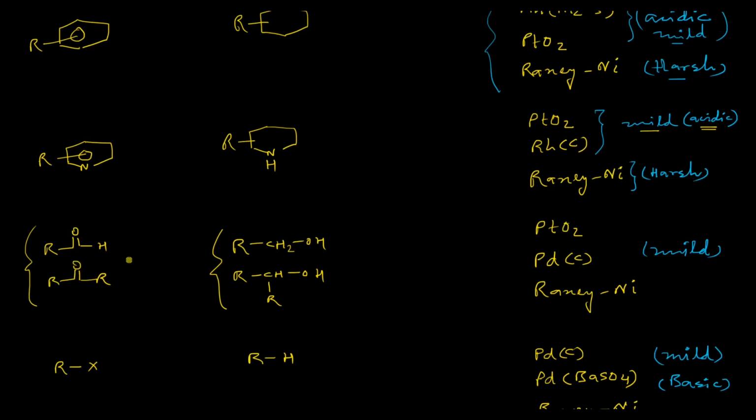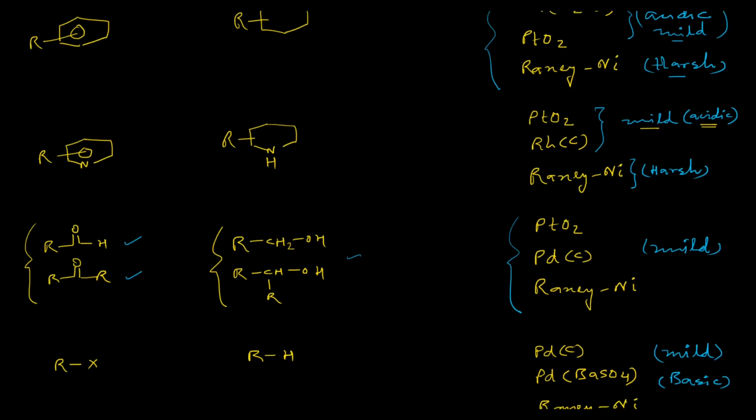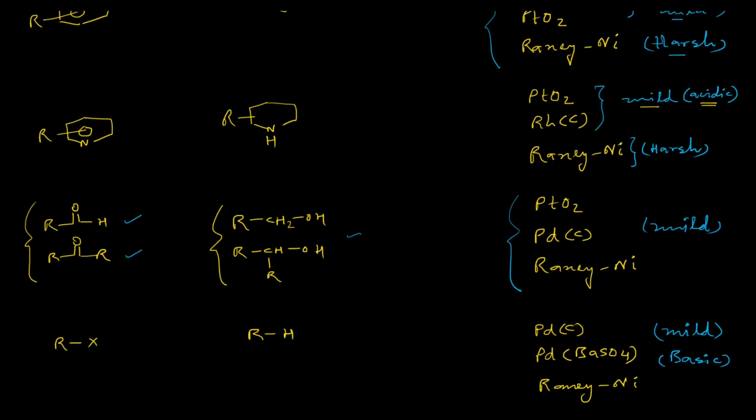If you want to convert an aldehyde or a ketone into the corresponding alcohols, then you have to use either of these three catalysts, which are platinum oxide, palladium on charcoal, and Raney nickel. Here also the reaction conditions will be very mild: room temperature and very low atmospheric pressure of the hydrogen gas.